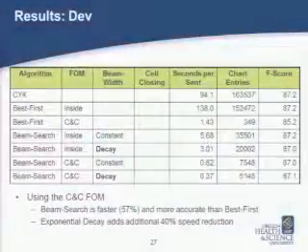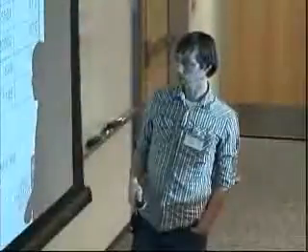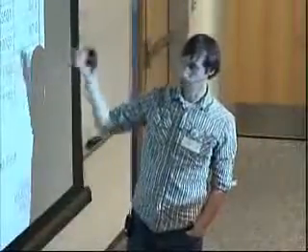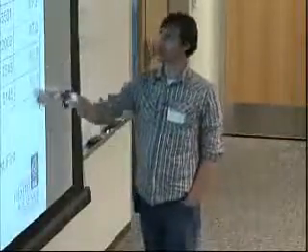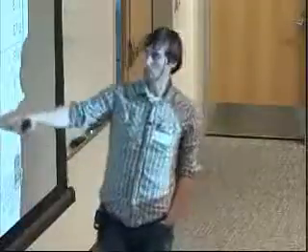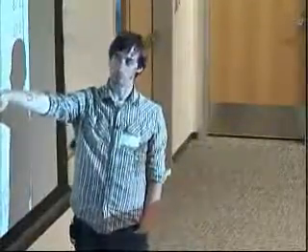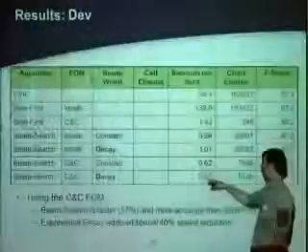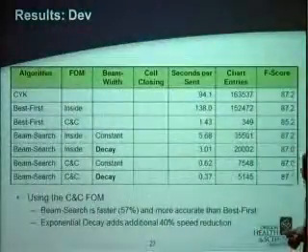Then we apply the CNC figure of merit, and we see similar results, but much faster again. We're still in this high accuracy ballpark, but we're way faster than beam search. We're way faster than best first search, and the exponential decay adds another 40% speed up here.